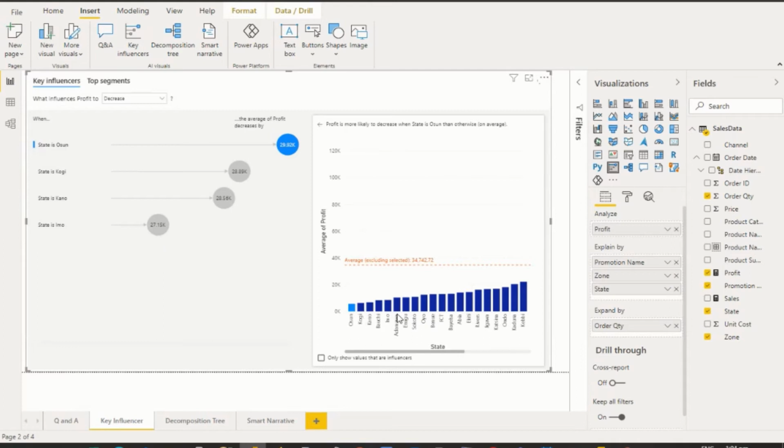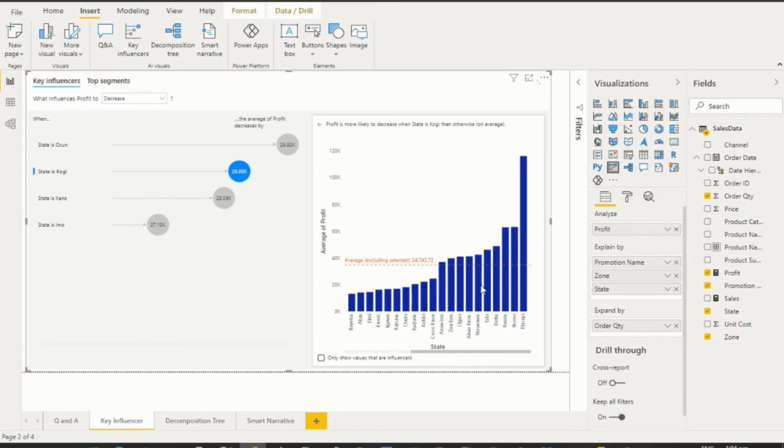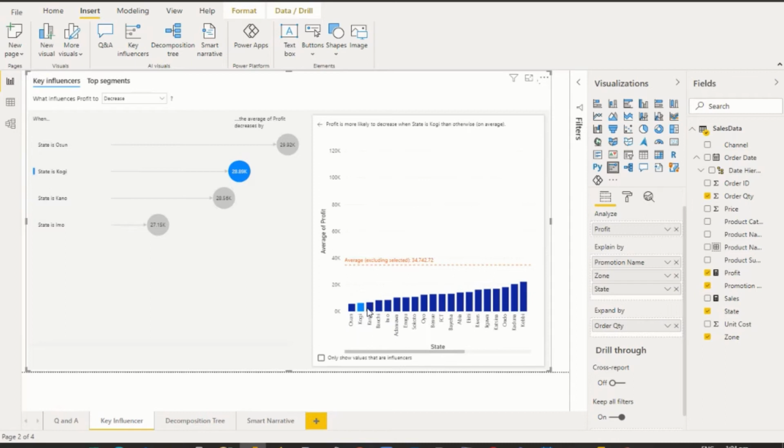I can see it here. I can quickly say, okay, you know what? Let me see what is happening in Kogi. Once I pick Kogi, it gives me a detailed analysis of what is happening in Kogi. They fall below the average. Look at the average performance. They are supposed to return 34,000 naira on the average every day. But some went above average, but this one is below average. Instead of doing 34,000 and above, he's doing 28,000.